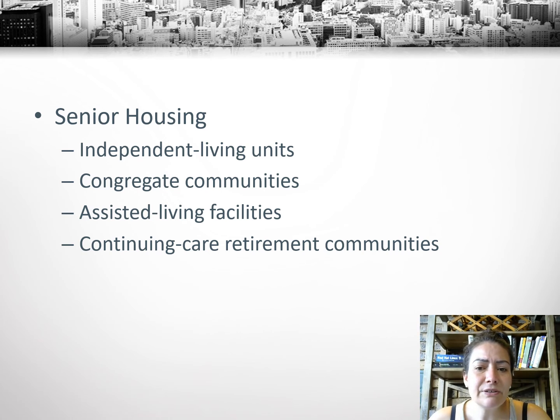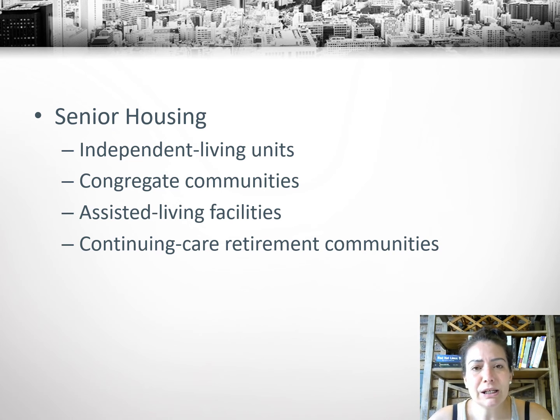Then assisted living facilities are for those elderly or senior people that can't bath on their own, that can't eat on their own, they can't really walk on their own. They're most likely in a wheelchair. They need assistance with the daily lives.